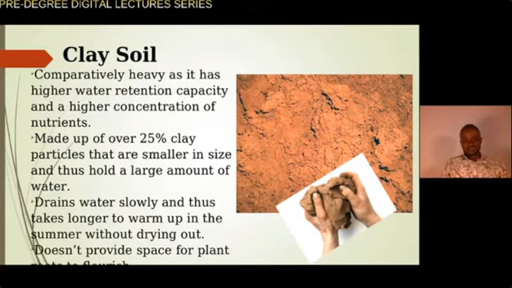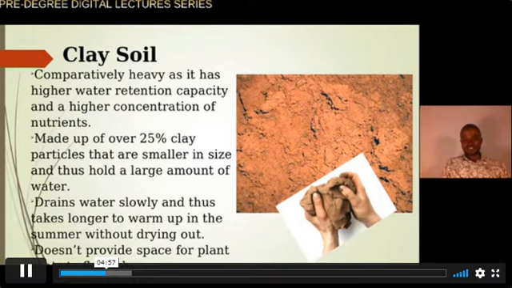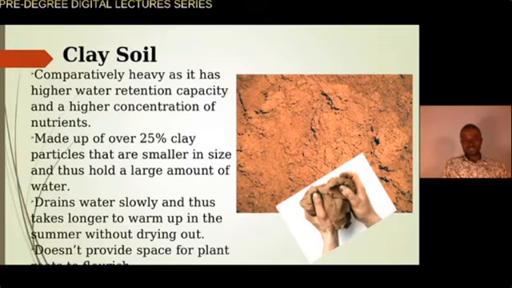It also does not provide space for plant roots to grow because of the high compaction of the soil particles. It has very little space for plants to be rooted.